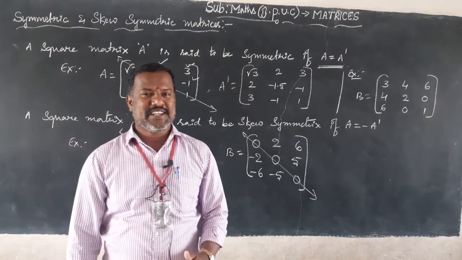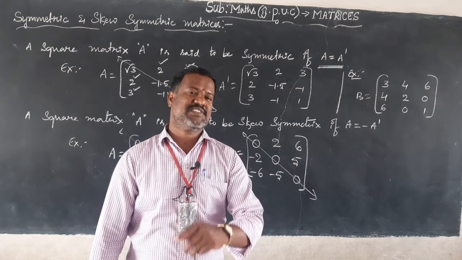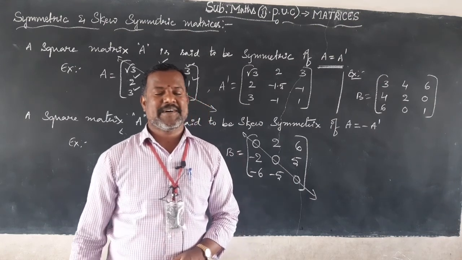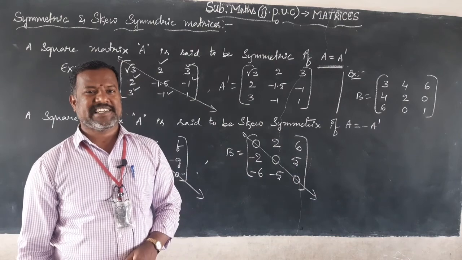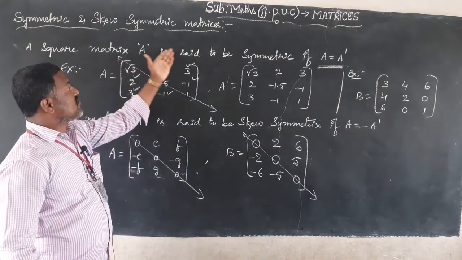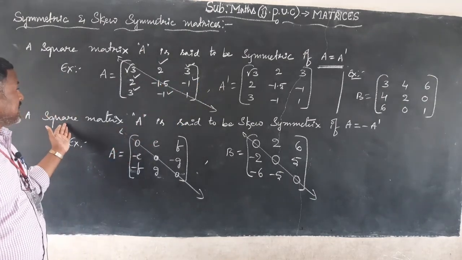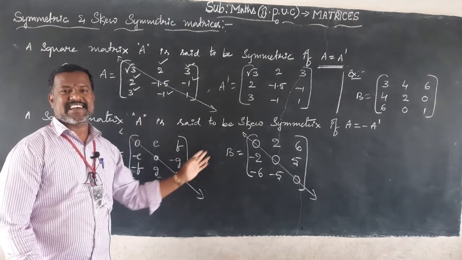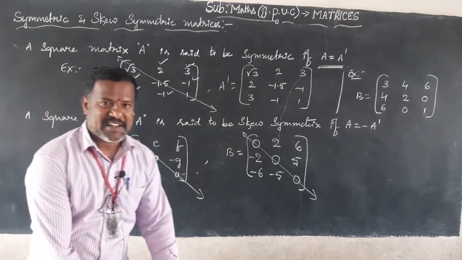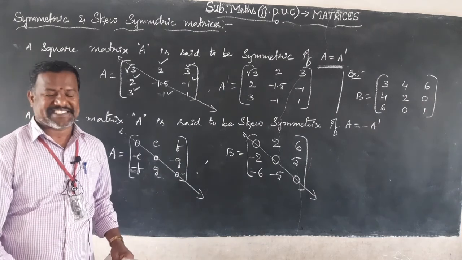Understand children? Please open your textbook and notes. Just pause the video and take down the definition of symmetric matrix and skew symmetric matrix. Write neatly the definition of symmetric matrix and examples. And again, write neatly the definition of skew symmetric matrix and examples. Children, please take down this definition fast.